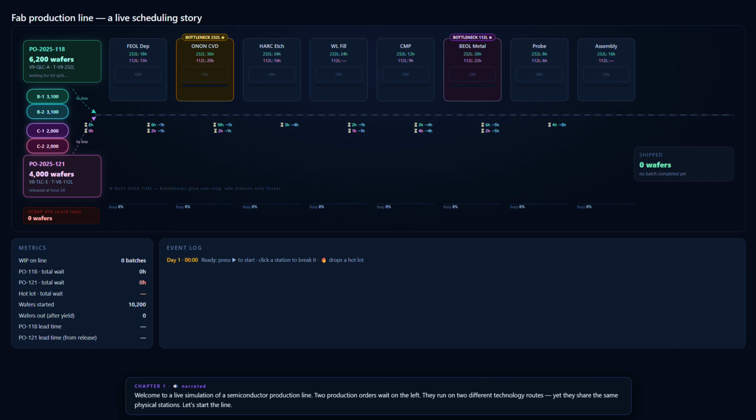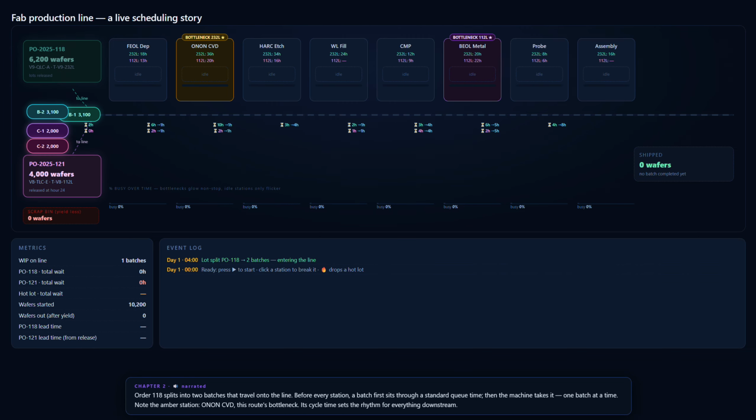Welcome to a live simulation of a semiconductor production line. Two production orders wait on the left. They run on two different technology routes, yet they share the same physical stations. Let's start the line. Order 118 splits into two batches that travel onto the line.